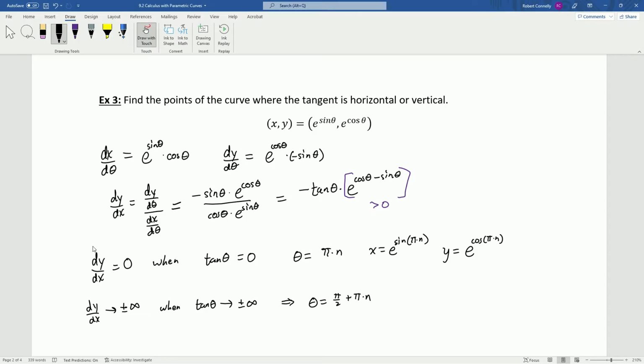So, in other words, the curve is horizontal for these x and y coordinates, e to the sine of pi n and e to the cosine of pi n, respectively. And it's vertical in the cases where x equals e to the sine of pi over 2 plus some pi times n multiple, or y equals e to the cosine of pi over 2 plus some pi times n multiple.